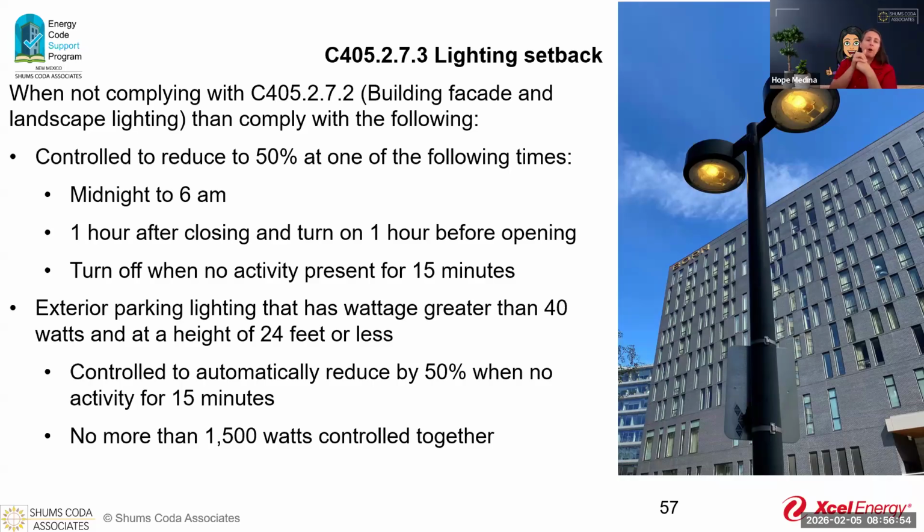Now, when it comes to exterior parking lighting, how many of you have seen on the plans that it'll say the pole is 20 feet in height or 24 feet in height? The reason for that is because the Energy Code has very specific criteria for when a pole is 24 feet or less. It then has to have the capability of reducing by 50% when there is no activity, and that the controls can't control more than 1,500 watts at a single time.